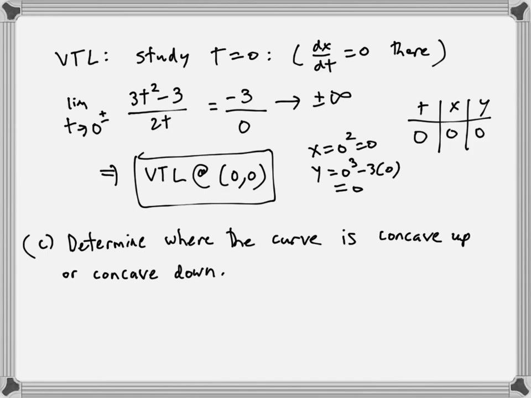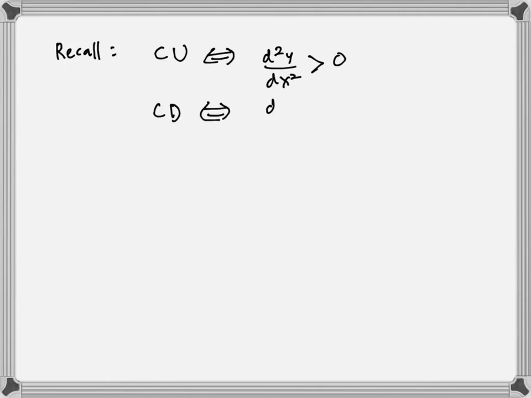All right, so let's go ahead and do these one at a time. We need to figure out where the second derivative is positive and where it's negative, right? So I want you to recall concave up is synonymous with the second derivative with respect to x being positive, and concave down is synonymous with the second derivative being negative, okay? This is something that we learn in Calculus 1.